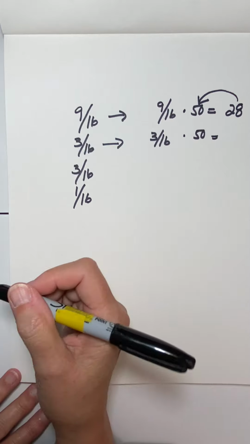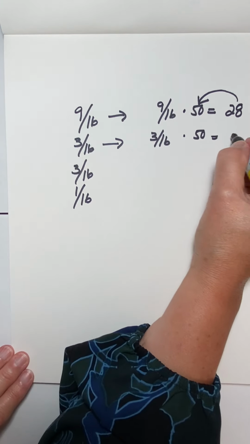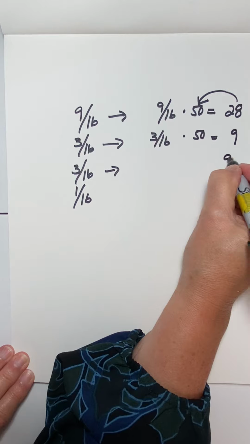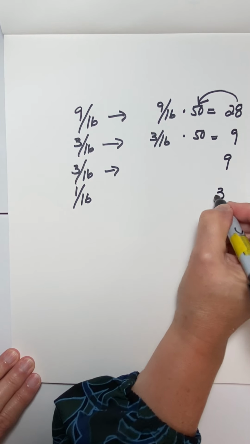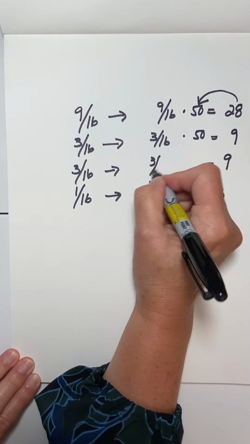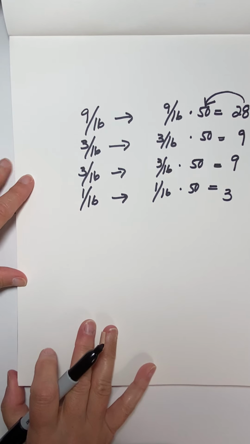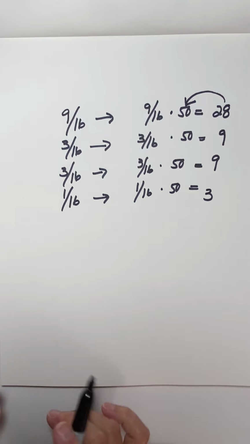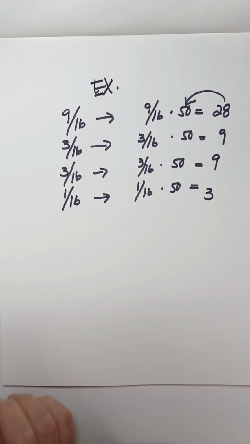And we round off. My calculator says 9.375. Okay, you can't have 0.375 plants. So just round off. 9. This is going to be the same because it's exactly the same calculation. Well, what about 1 out of 16? 1 times 50 divided by 16 is 3. Right? I'm almost off the paper. Sorry. Now, you may not have 50, but this is just an example of how you're going to do the calculation.